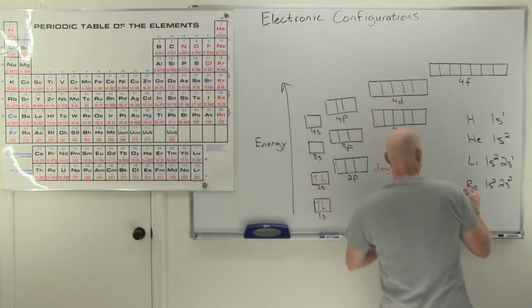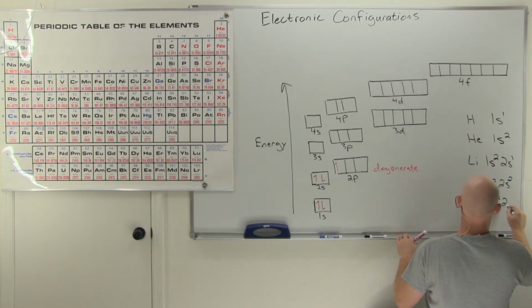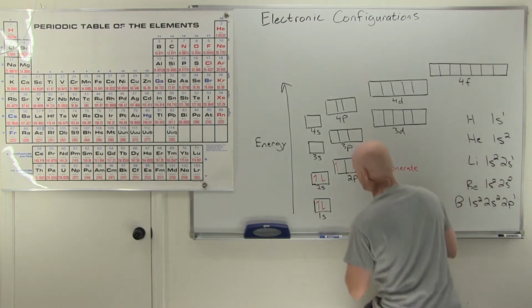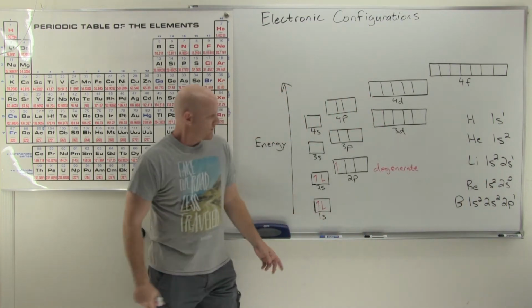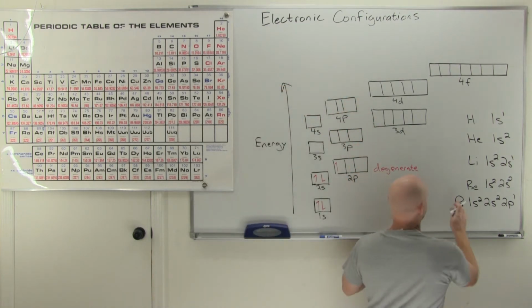Now that's going to be boron, atomic number 5. And that's going to be 1s2, 2s2, and now 2p1. Cool, and that's boron's electron configuration. Let's get a better looking B out of that. That just looks terrible.